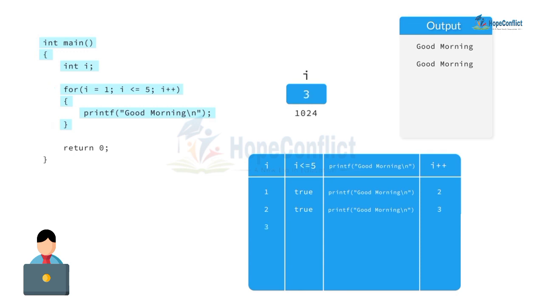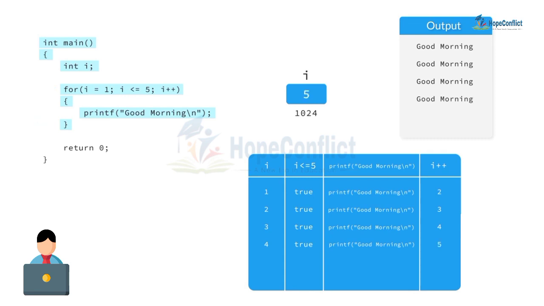Now condition is checked again and 3 is less than 5. So the condition is true. So it goes inside and prints good morning again. And now I will be incremented and it becomes 4. And third iteration is also completed. Now it checks the condition again and 4 is less than 5. So it goes inside and prints good morning, and after that the increment operation will be done and I becomes 5. Now fourth iteration is also completed.